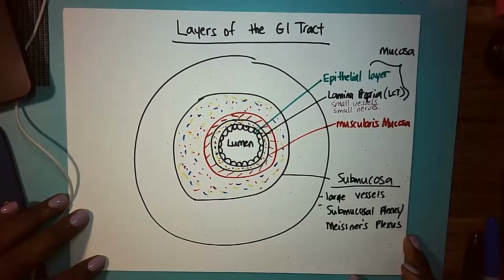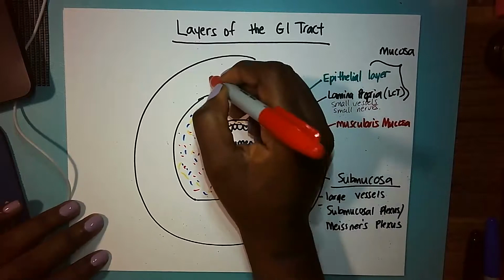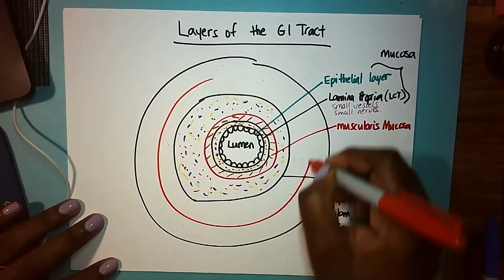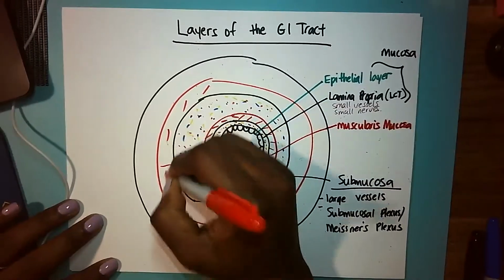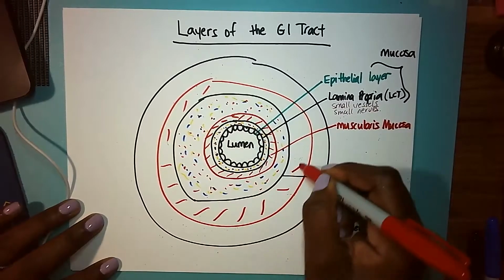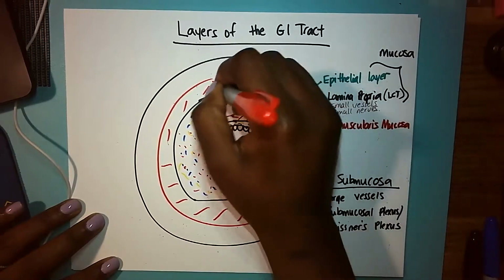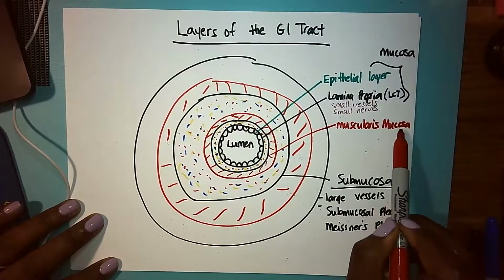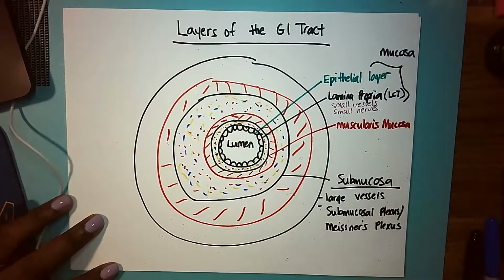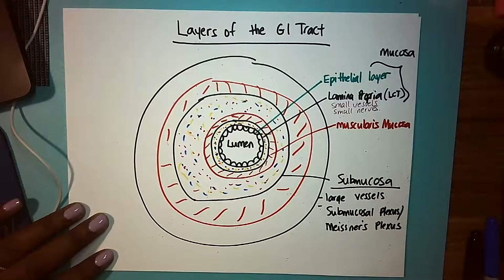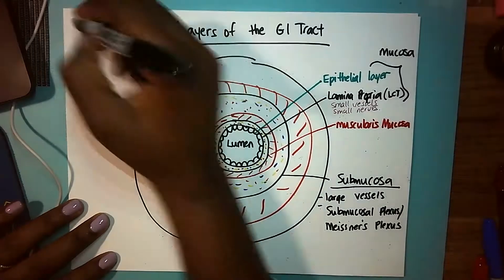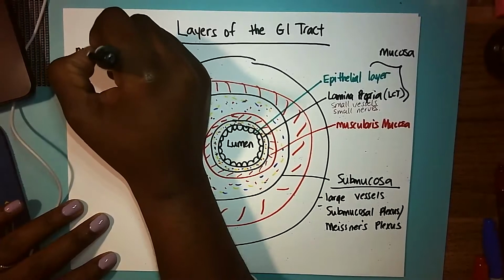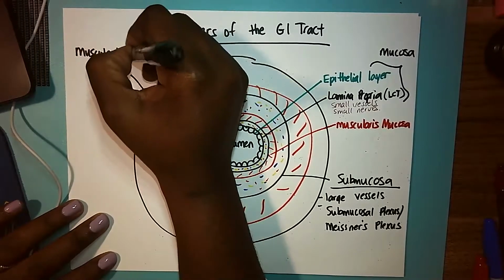Okay. Let's look at the second layer here. So we have the muscularis externa. So there's another layer of muscle. This is a bit of a thicker layer here. So we have the muscularis mucosae, which literally translates to the muscle of the mucosa. And then we have the muscularis externa, which translates to the external layer of muscle. So this is the muscularis externa.